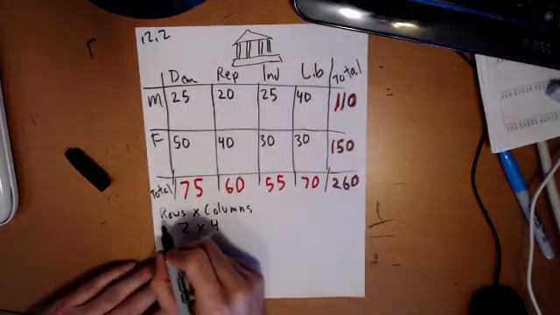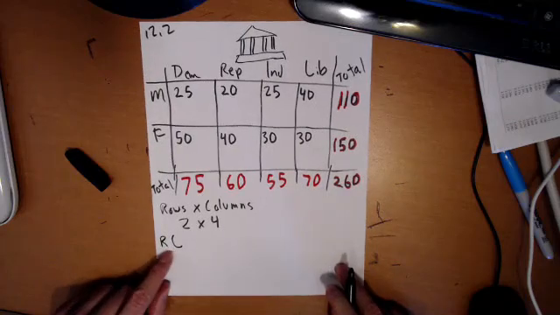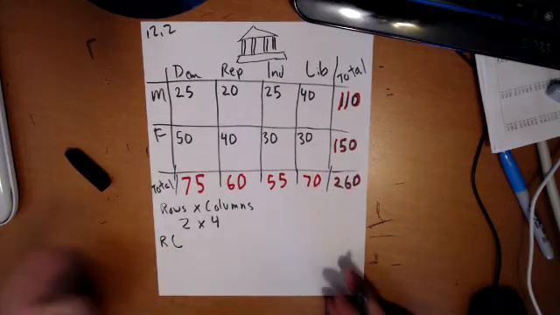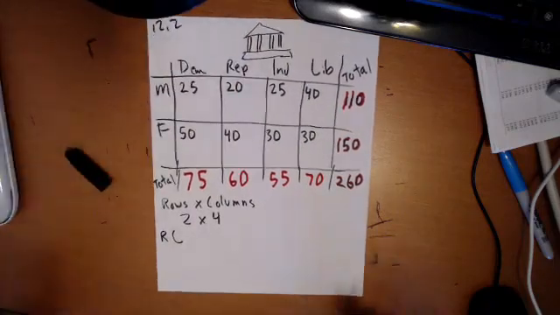So I always remember rows by columns with RC. It used to be a soda pop back in the day, RC Cola, rows by columns. Okay, those are my silly mnemonics. And then columns go vertically.